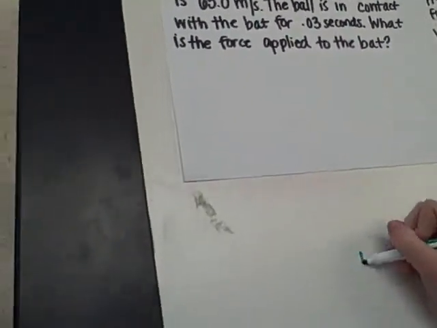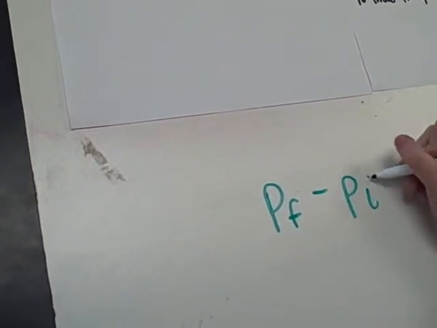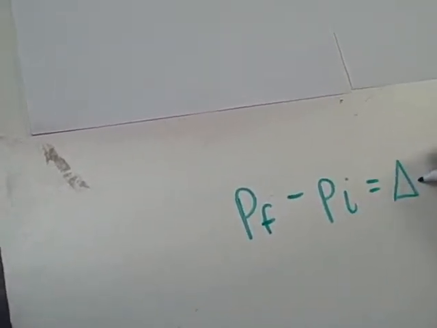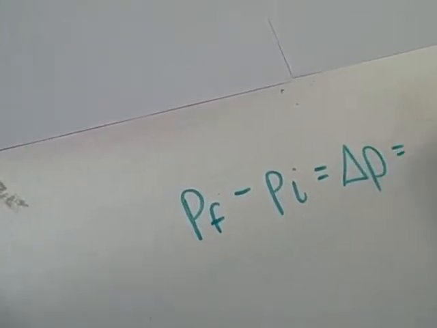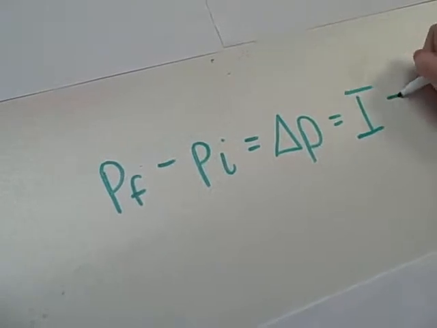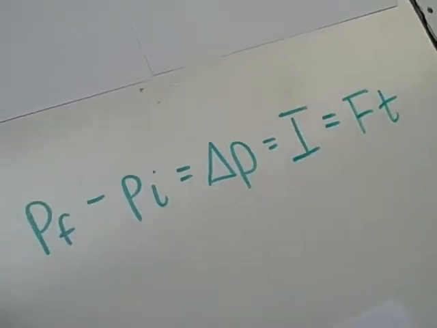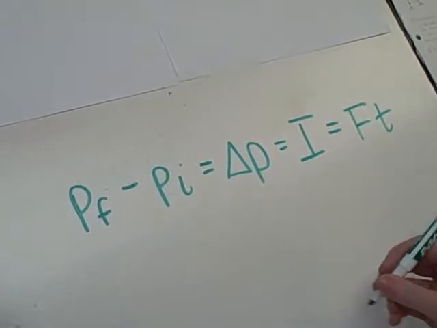So the formula we learned in class, PF minus PI equals change in momentum. And we can use that to find the force, which equals impulse, equals force times time. First, we need to find the change in momentum.